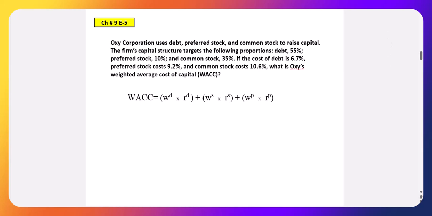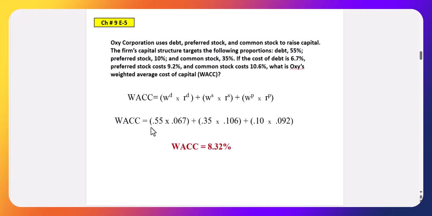Once again, all weights must equal 1. If we take 55%, 10%, and 35%, that should equal 100% or 1. When we plug in the values of the weights and the cost of capital for each particular item in the capital structure, we end up with a weighted average cost of capital of 8.32%.